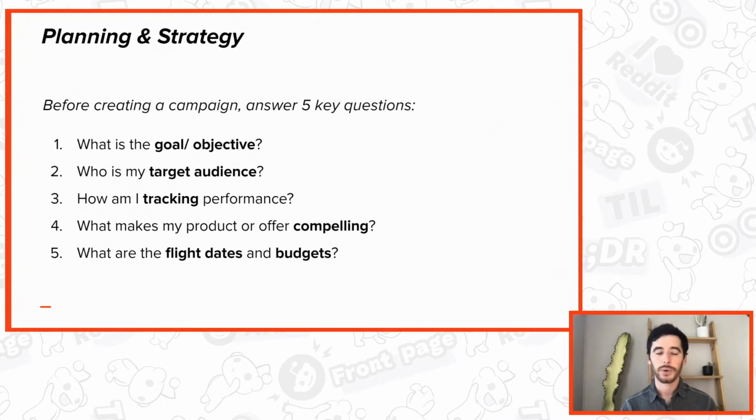Third is, how are you going to be tracking performance on this campaign? This is important because you could have the perfect campaign set up. It could be delivering great. It could be generating a ton of conversions. But if you don't have the right tracking in place and you aren't able to actually measure how it's doing, you're never going to know if the campaign's a success and you won't be able to optimize it.